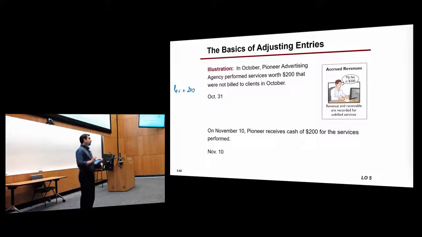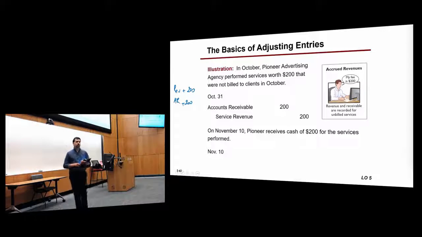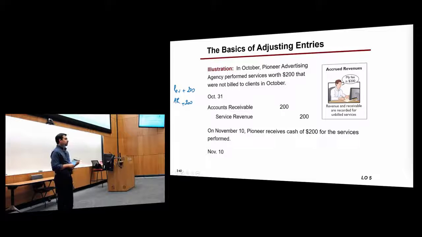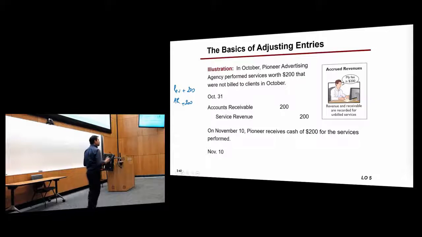Did the company get paid? The company did not receive cash. When they don't receive cash, what do you call it? Accounts receivable. We know that accounts receivable also increased by 200. How do you increase accounts receivable? You debit accounts receivable, 200. You credit service revenue, 200. So to adjust for accrued revenue, you debit accounts receivable, you credit revenue.